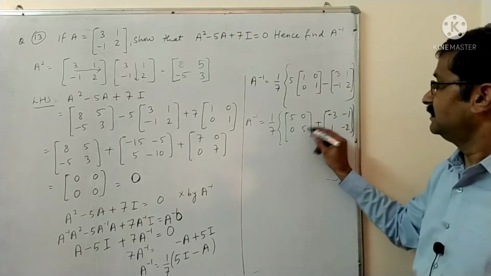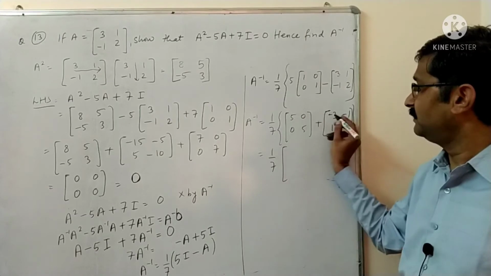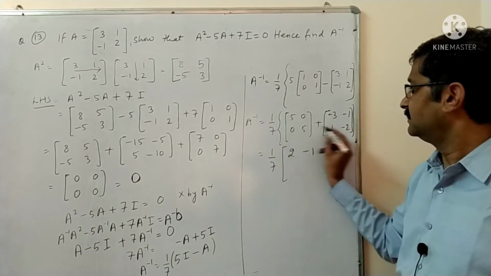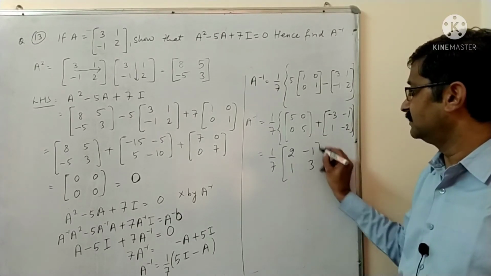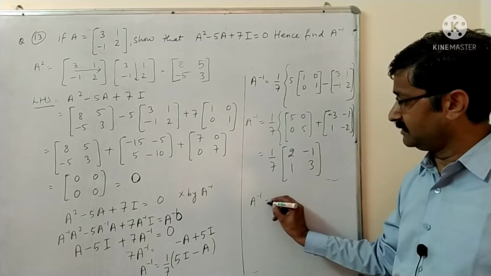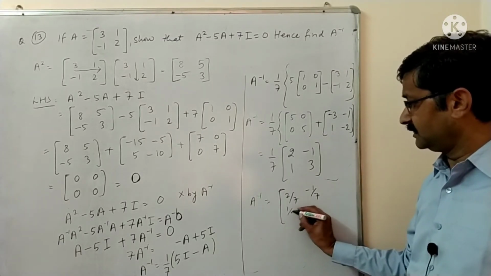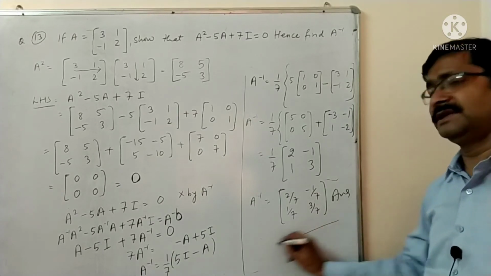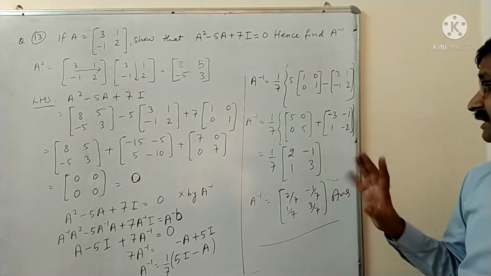Okay, this we will add. What we get? 5 minus 3 is 2. 0 minus 1 is minus 1. 0 plus 1 is plus 1. 5 minus 2 is 3. So this is A inverse. So A inverse we can write 2 upon 7, minus 1 upon 7, 1 upon 7 and 3 upon 7. This is our A inverse. So all you understand? So with the help of this, you can find it.